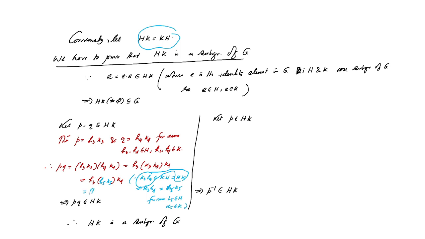From that we can write H3H5 by associativity K5K4, and that element belongs to H, and K4K5 belongs to K, since H and K are subgroups of G. So we have proved PQ belongs to HK.